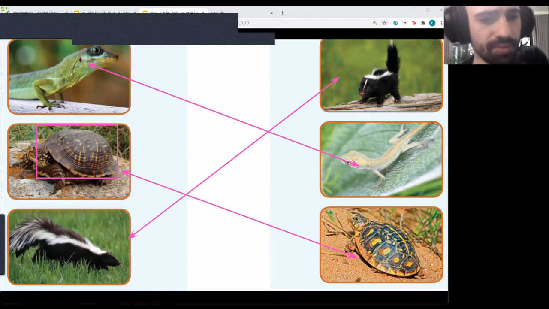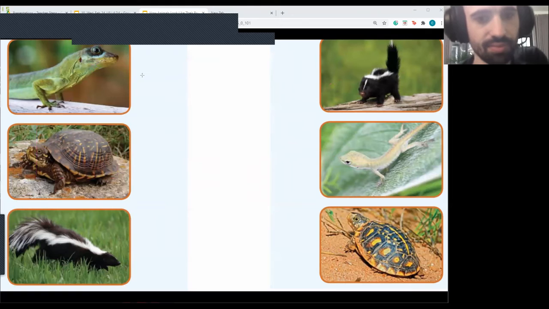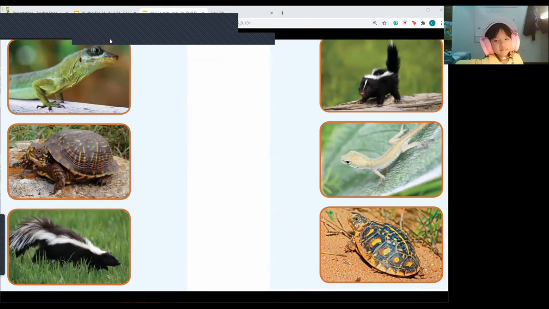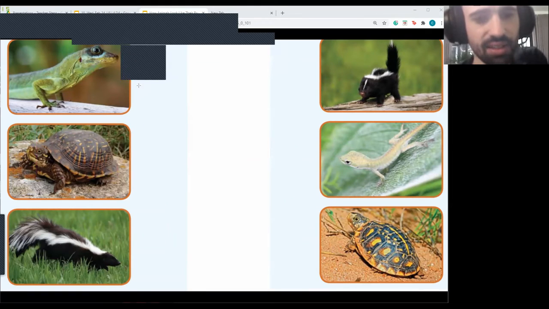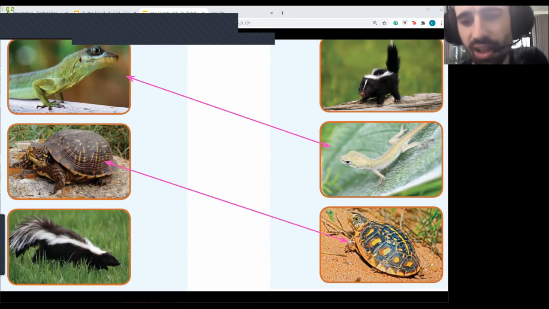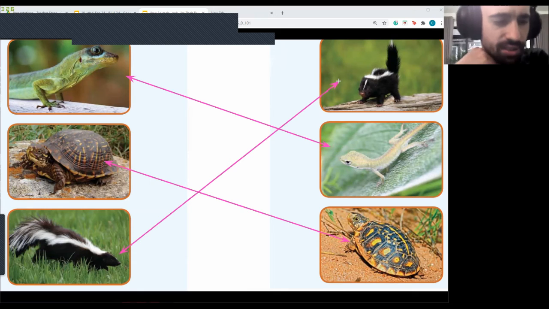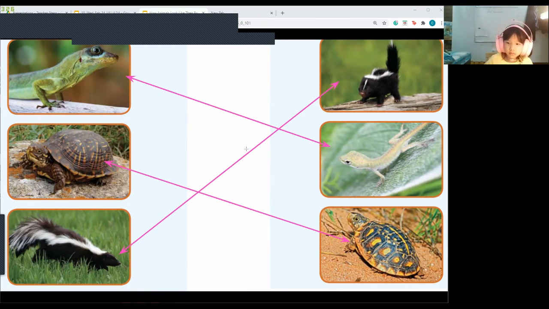What is that called? It's a turtle, but what's on its back? A shell. And what does the shell do? Do you know what the shell does? Yeah, it protects the turtle.